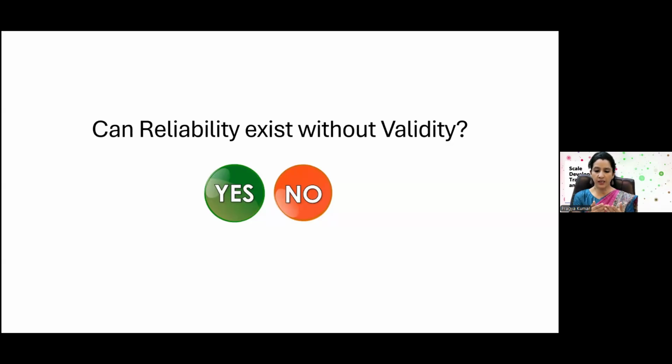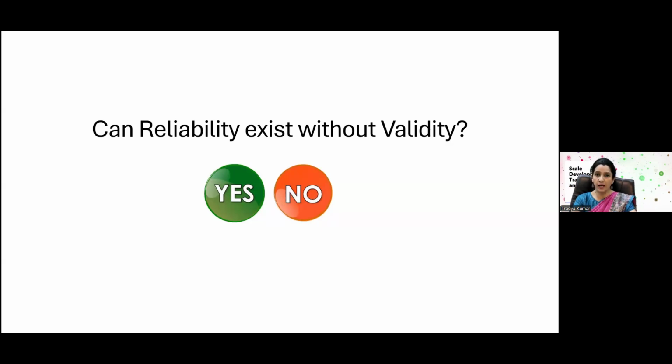So whenever you see an item, without having any background or any reference, if you just see the item and you say that it is relevant or not, then it is known as face validity. Just by seeing the face or the wordings of the scale, that is known as face validity. So this face validity and content validity we do before the reliability.